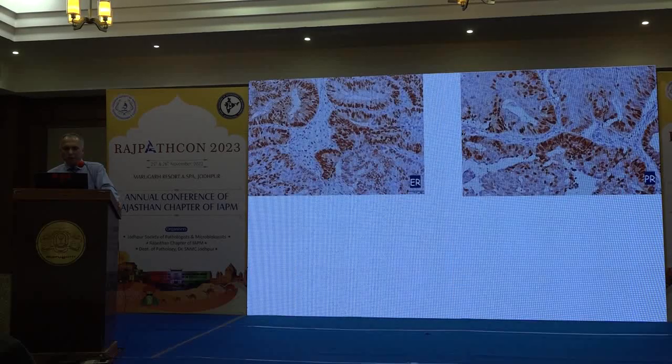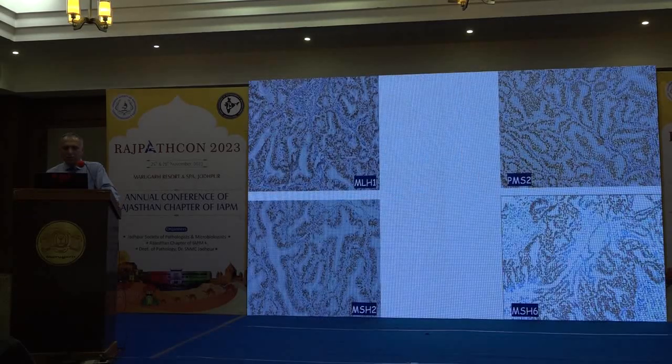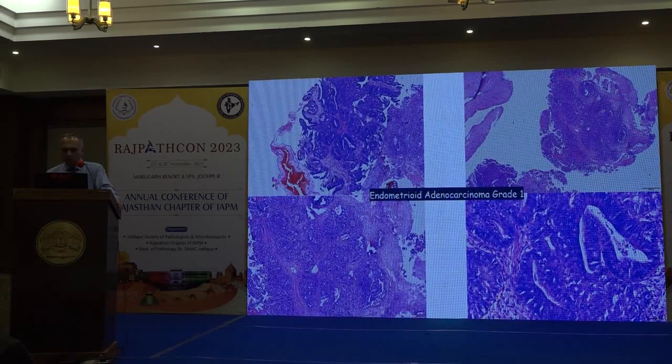P53 is usually wild type. Strong ER, PR expression or patchy expression can be seen. What is currently being extensively used is the IHC for the MSI markers, MLH1, PMS2, MSH2, and MSH6. You can see in this slide that all of them are retained. Even if they are focally present, you consider them as retained, because they need not be strong and diffuse like the P53 abnormal kind of criteria.